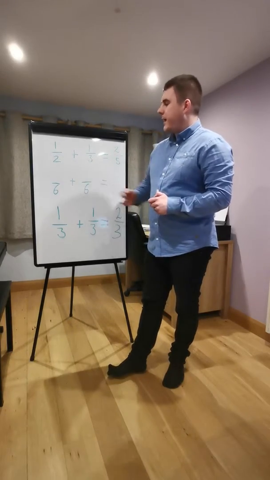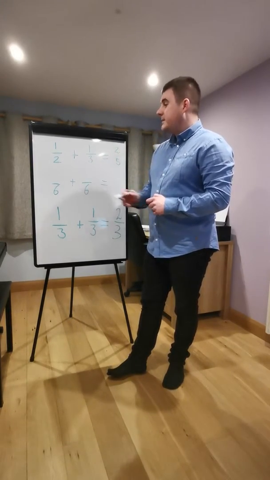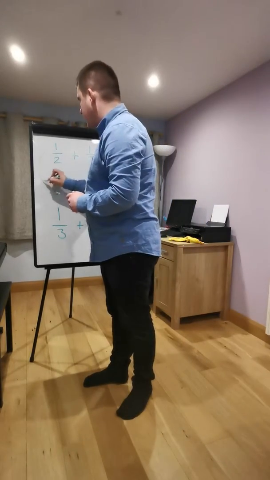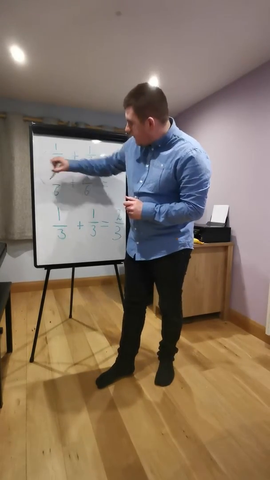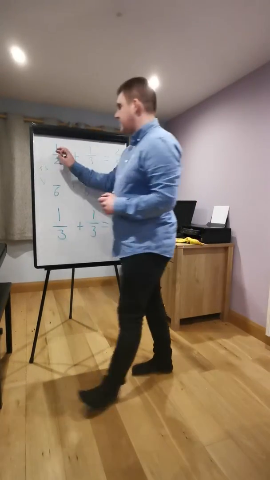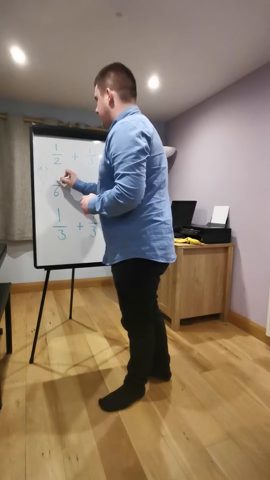Now when we simplify fractions, and in this example, all we need to do is do the same to the top as we're doing to the bottom. So let's look at this side. What have we done here? We have times 2 by 3 to get 6. So we just need to do the same to the top, which means it's 3.